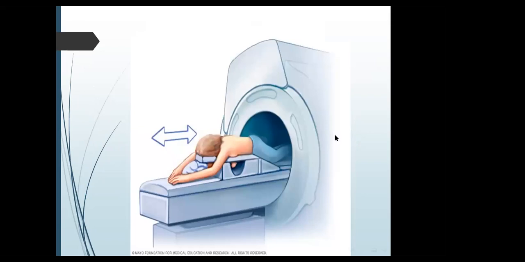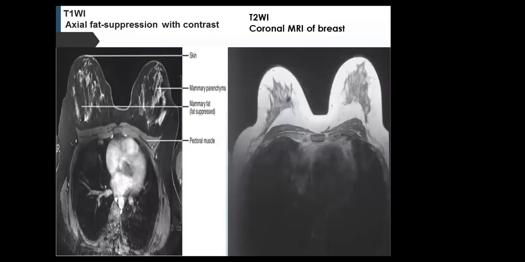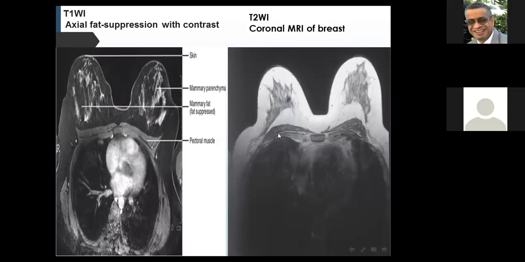This is a view of coronal breast MRI. This view shows a T1 weighted image with fat suppression with contrast. This is glandular tissue, the fat suppression, and pectoral muscle. This is a T2 weighted image of coronal. This is axial and this is coronal section. Glandular tissue, Cooper ligament, fatty tissue, and this is pectoralis muscle, and this is heart.